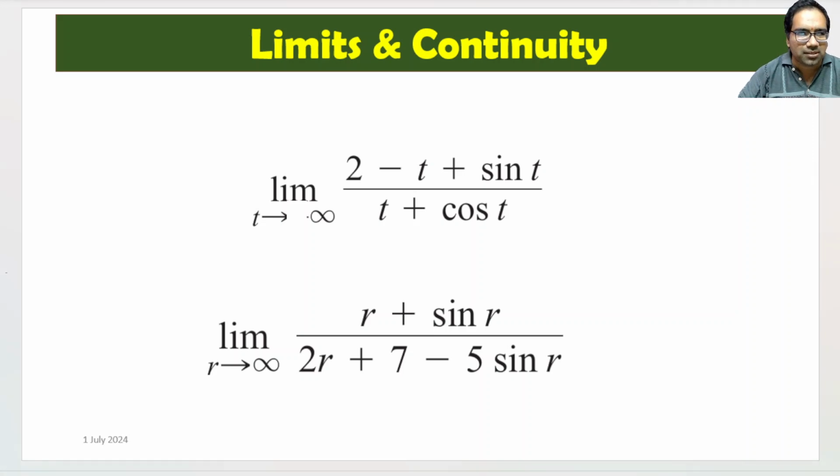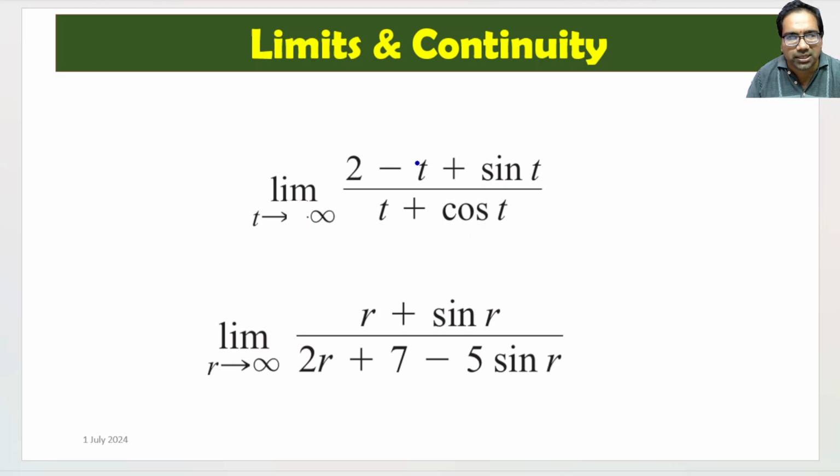Here in these problems, we have to understand how these functions behave when t is tending to infinity or r is tending to infinity. If you notice, there is a sin t here and there is a cos t here. And sin t and cos t always lie between -1 and 1, whatever the t is. T is 100, 1000, 10,000, it doesn't matter. They'll always lie between -1 and 1.